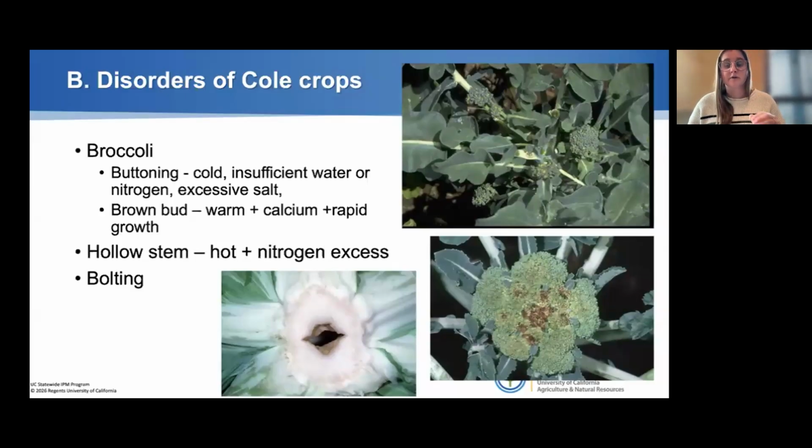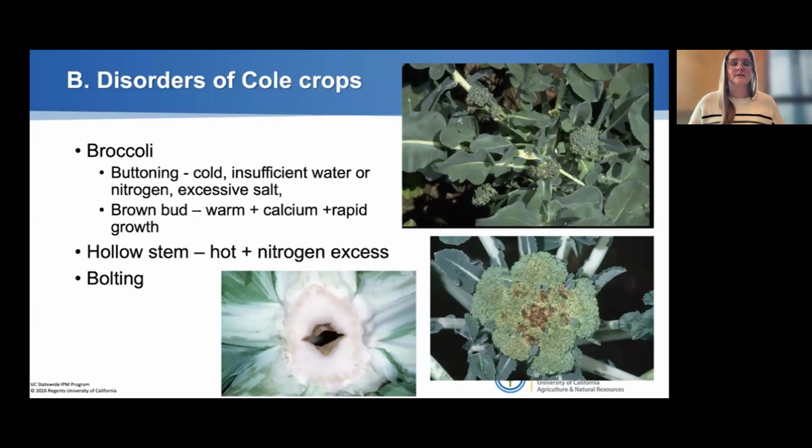Brown bud, which is when you get that browning in the bottom right, can be due to warm temperatures with excess calcium and rapid growth. So if it is a little too warm for the broccoli to grow optimally, you can get rapid growth, which causes a little bit of necrosis in that center of the broccoli head. Hollow stem can happen on all cole crops. So this is just the stem of that cole crop will be weaker and hollow all the way through, and it's due to excess heat, or excess nitrogen, or both.